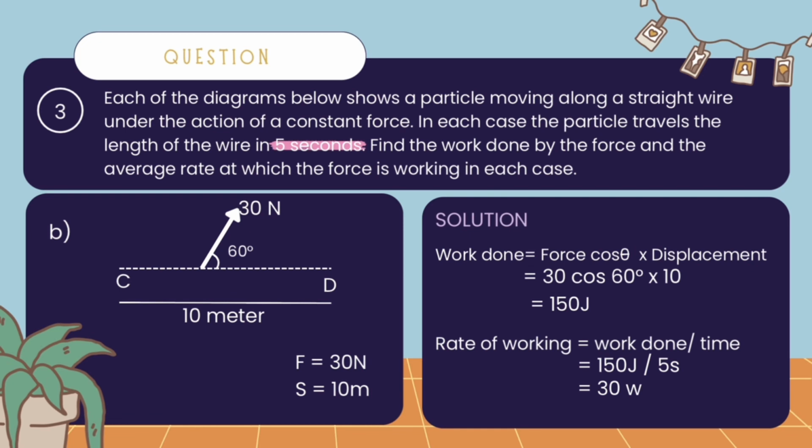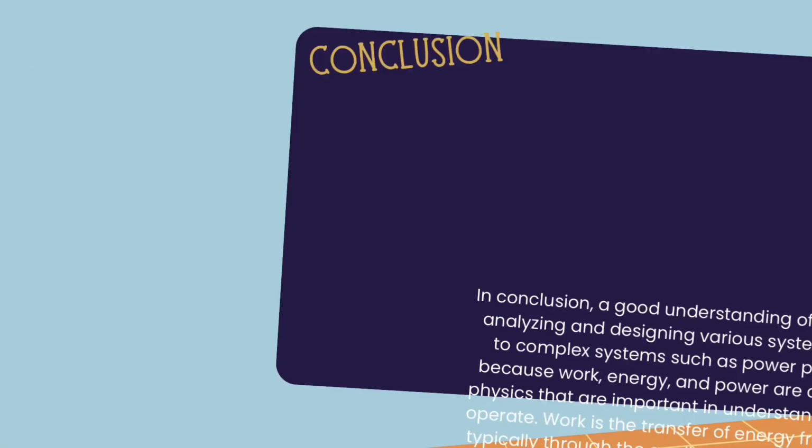For the solution, work done is equal to force times cosine theta multiplied by displacement. So, 30 cosine 60 degrees multiplied by 10 equals 150 joules. Lastly, to find the rate of working, it equals work done divided by time. So, 150 joules divided by 5 seconds equals 30 watts.